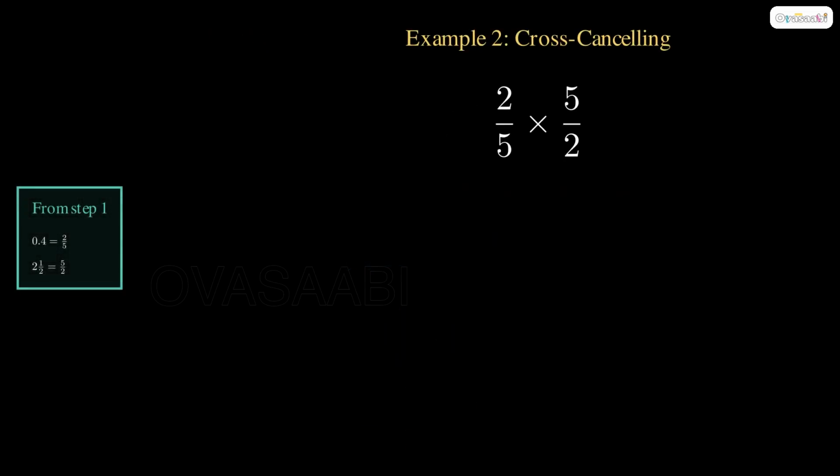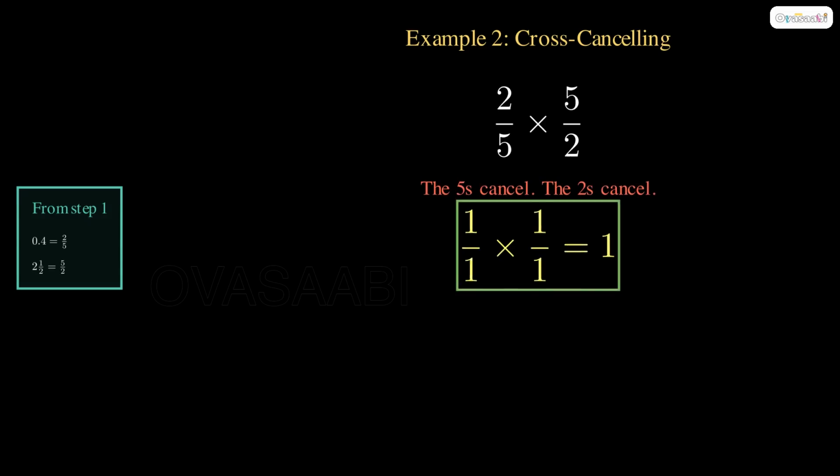Now multiply across. The 5's cancel and the 2's cancel. We are left with 1 over 1, which equals 1. Cancelling first makes the work much easier than multiplying big numbers.